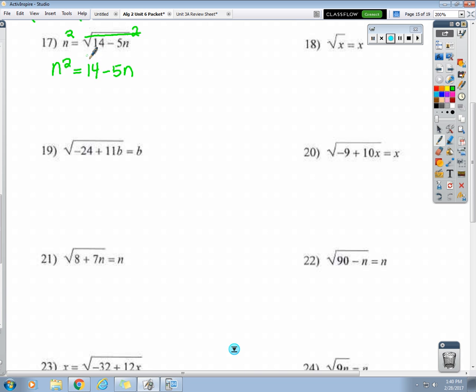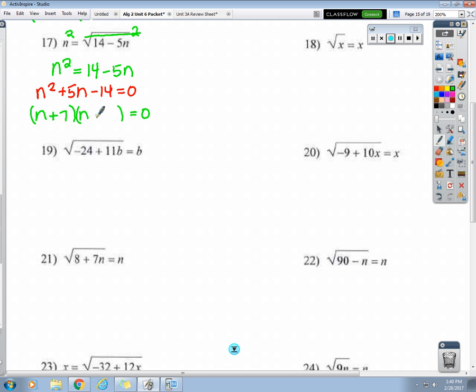Now, since all three of these terms are different types of terms and can't be combined, you move them all to the same side. So I'm going to add the 5n over, and I'm going to subtract the 14 over. So now I'm looking for two numbers, and those two numbers need to add up to a positive 5, but multiply to a negative 14. What numbers will do that?